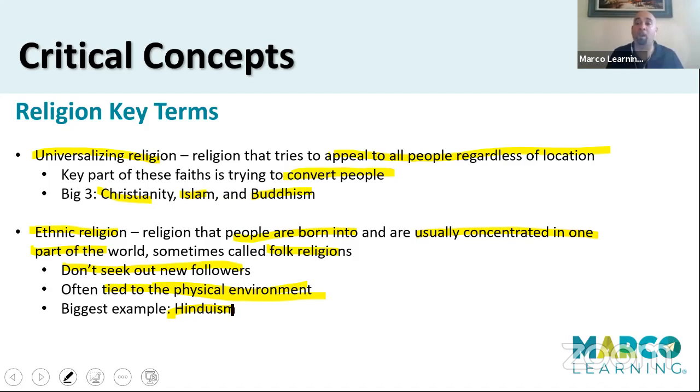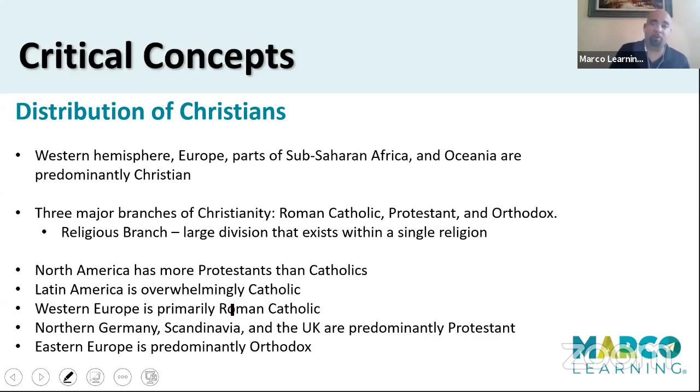All right, continuing. The distribution of Christians. There's a lot of information here, and it will make more sense in a minute because on the next slide, I have a map. Christianity is found in the Western Hemisphere, so basically the Americas, Europe, and parts of Sub-Saharan Africa. In Sub-Saharan Africa, there's a mixed bag. You have areas that are Christian, areas that are Muslim, and minorities of people that still practice animism. So there's a lot going on there. Oceania, Australia, and New Zealand will be predominantly Christian.